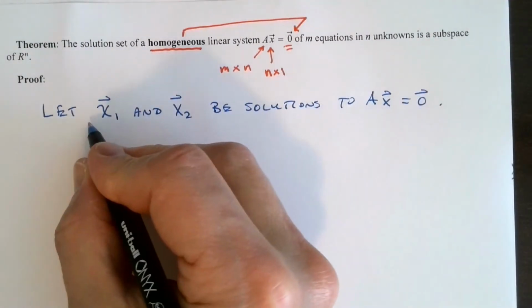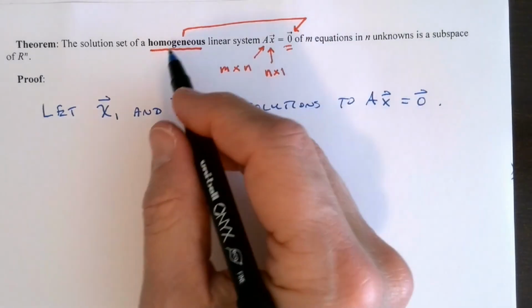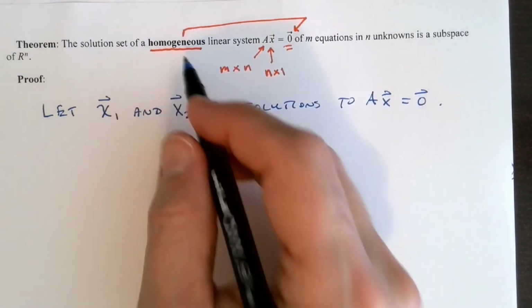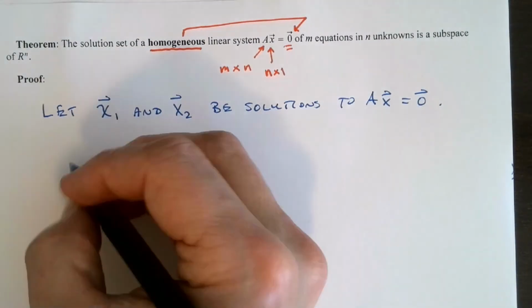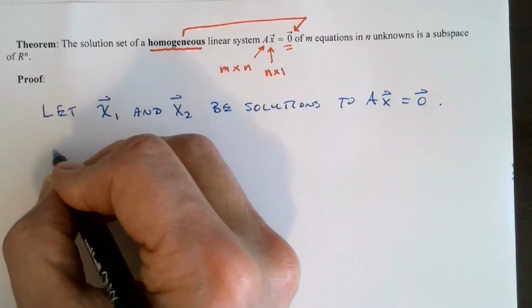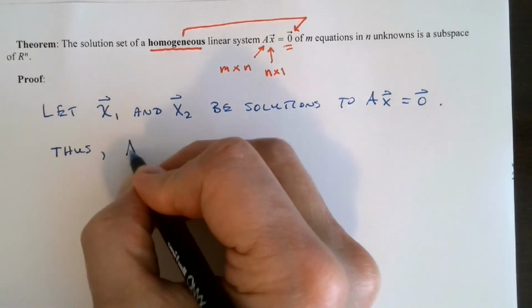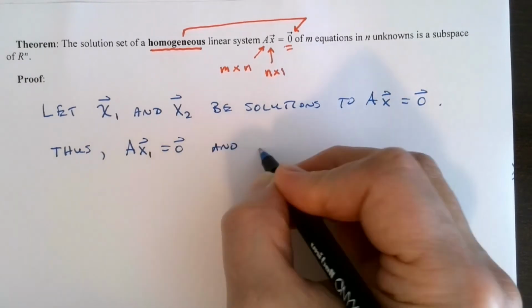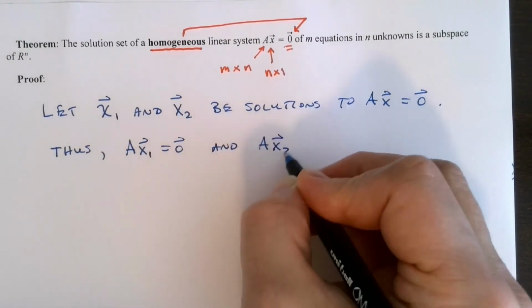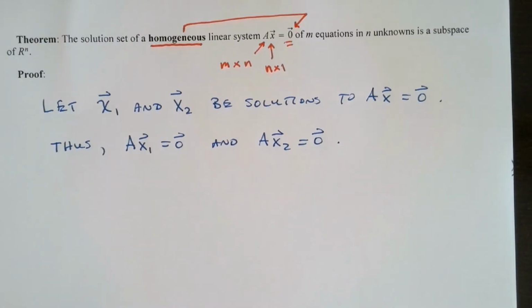So again, we're saying they're basically in the set of all the solution set. So what do we know then? What do we know? Again, we always have to base it on what we know. Well, thus, if that's the case, A times x1 must be the 0 vector, and A times x2 must be the 0 vector, because they're solutions. Right? That must be true.